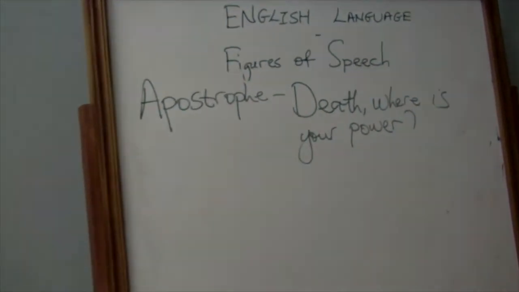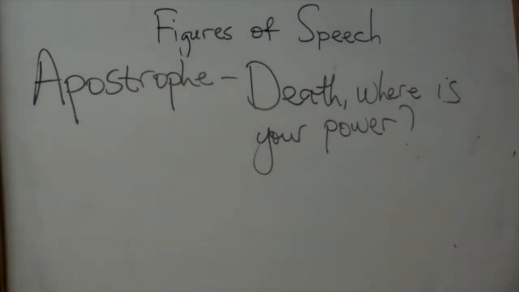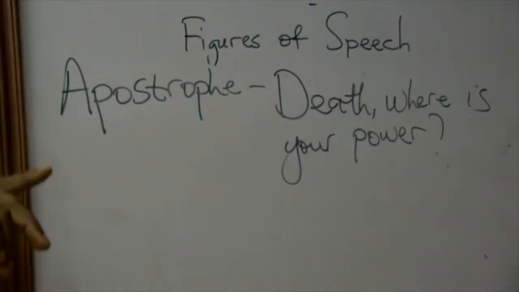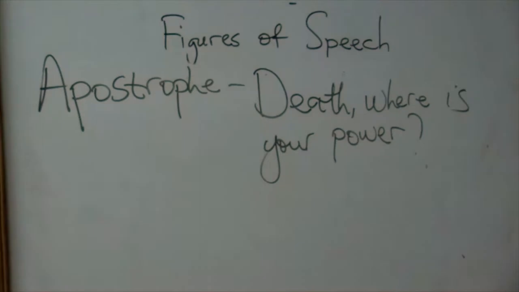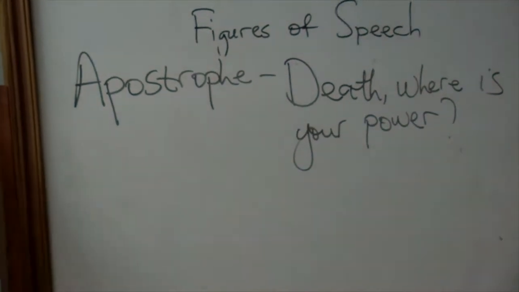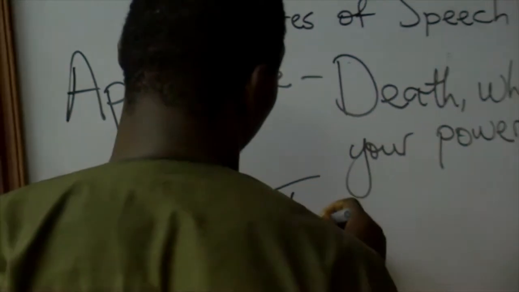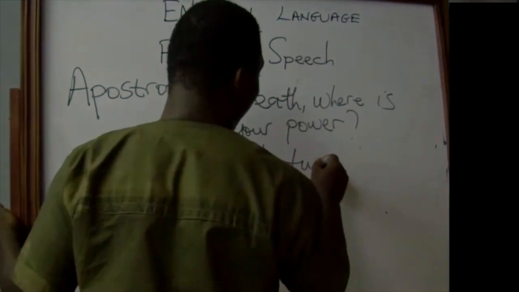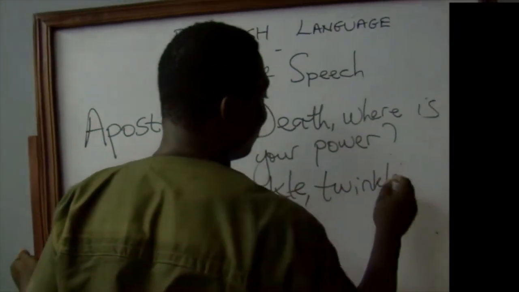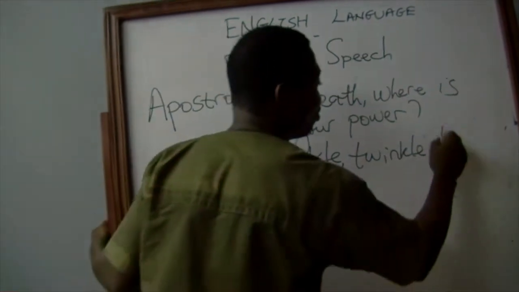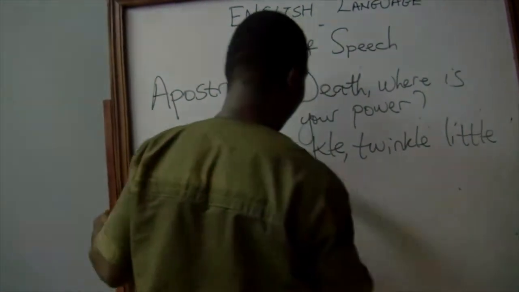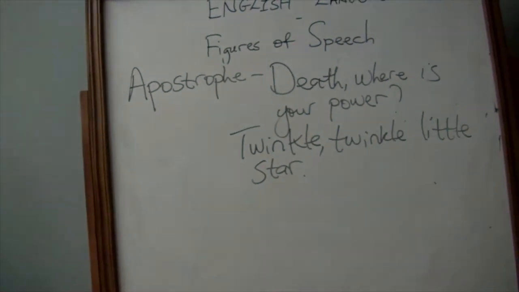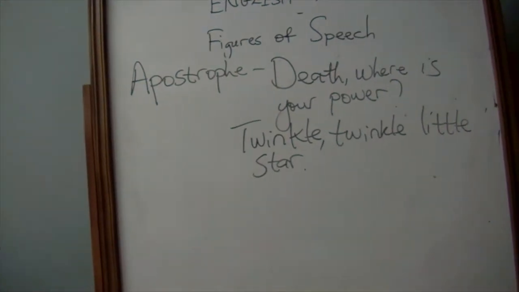And let me quickly give us another one. The popular poem, "Twinkle, Twinkle, Little Star." You can recite it in your bedroom, and there may be no star around. Yet, you address this as if the star were present. So, "Twinkle, Twinkle, Little Star." So, these are examples of apostrophe.